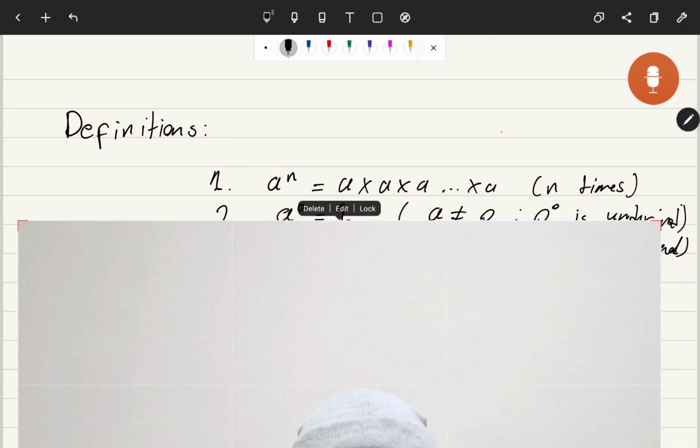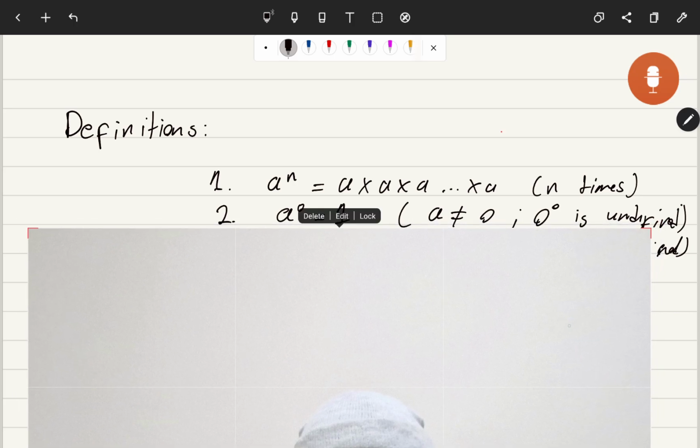We have the first definition saying that a to the power of n is equal to a times a times a. Basically, you are multiplying a by itself n times. That's what the first definition is saying.